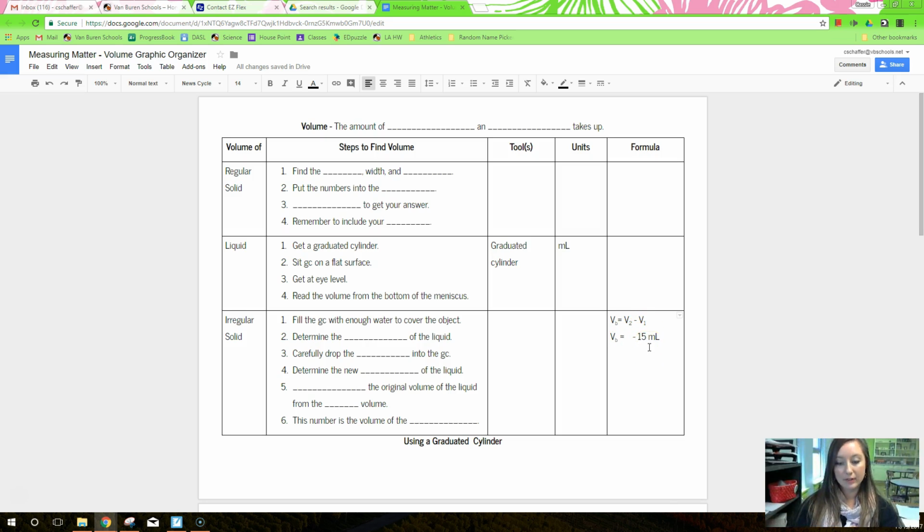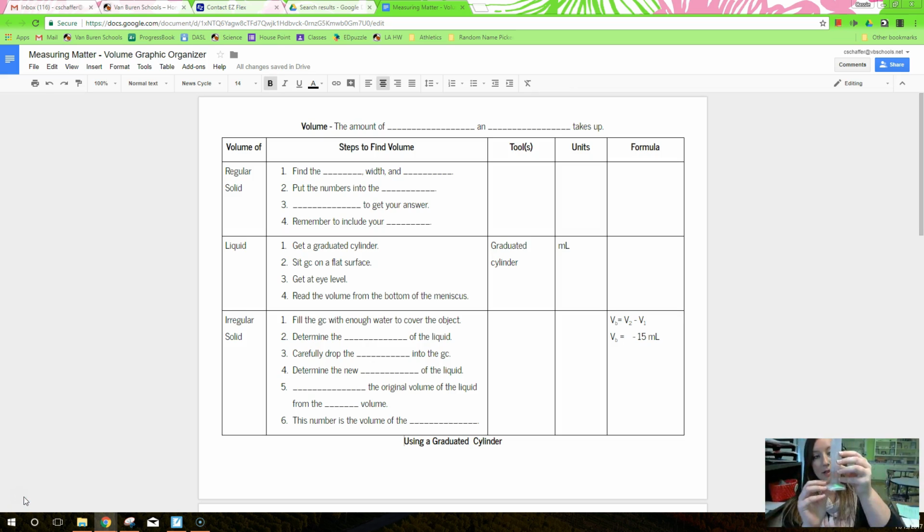Now, how I get my volume 2 is I'm carefully going to drop this item into my graduated cylinder. I'm going to angle it. I don't want to splash my, oh, I didn't think about this. My ball is floating. Let me go get a marble. Okay, so I have my marble here. I'm going to carefully roll it down in there.